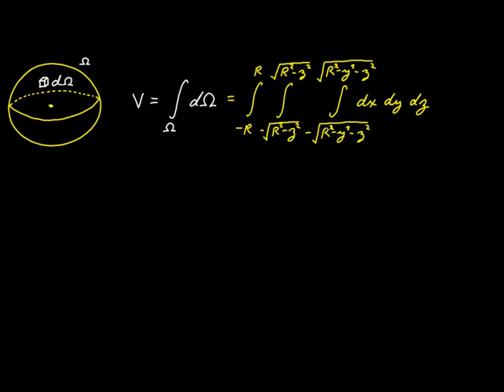So instead, let's choose a better coordinate system. Let's choose spherical polar coordinates for our example. And there we'd have the volume is equal to a triple integral. And this time we're using spherical polar coordinates. And if you look back in video 48, you'll see that the volume element for spherical polar coordinates is just r squared sine theta.